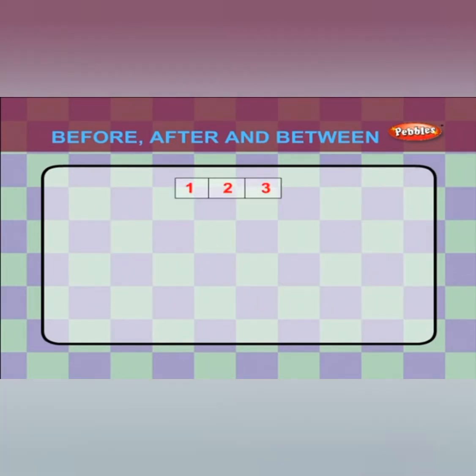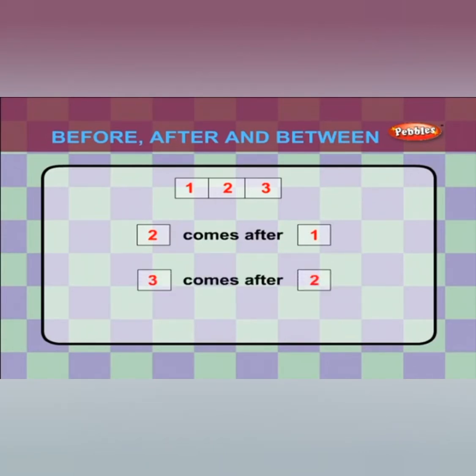Let us take the first three numbers, 1, 2, and 3. 2 comes after 1 and 3 comes after 2. 2 comes between 1 and 3.